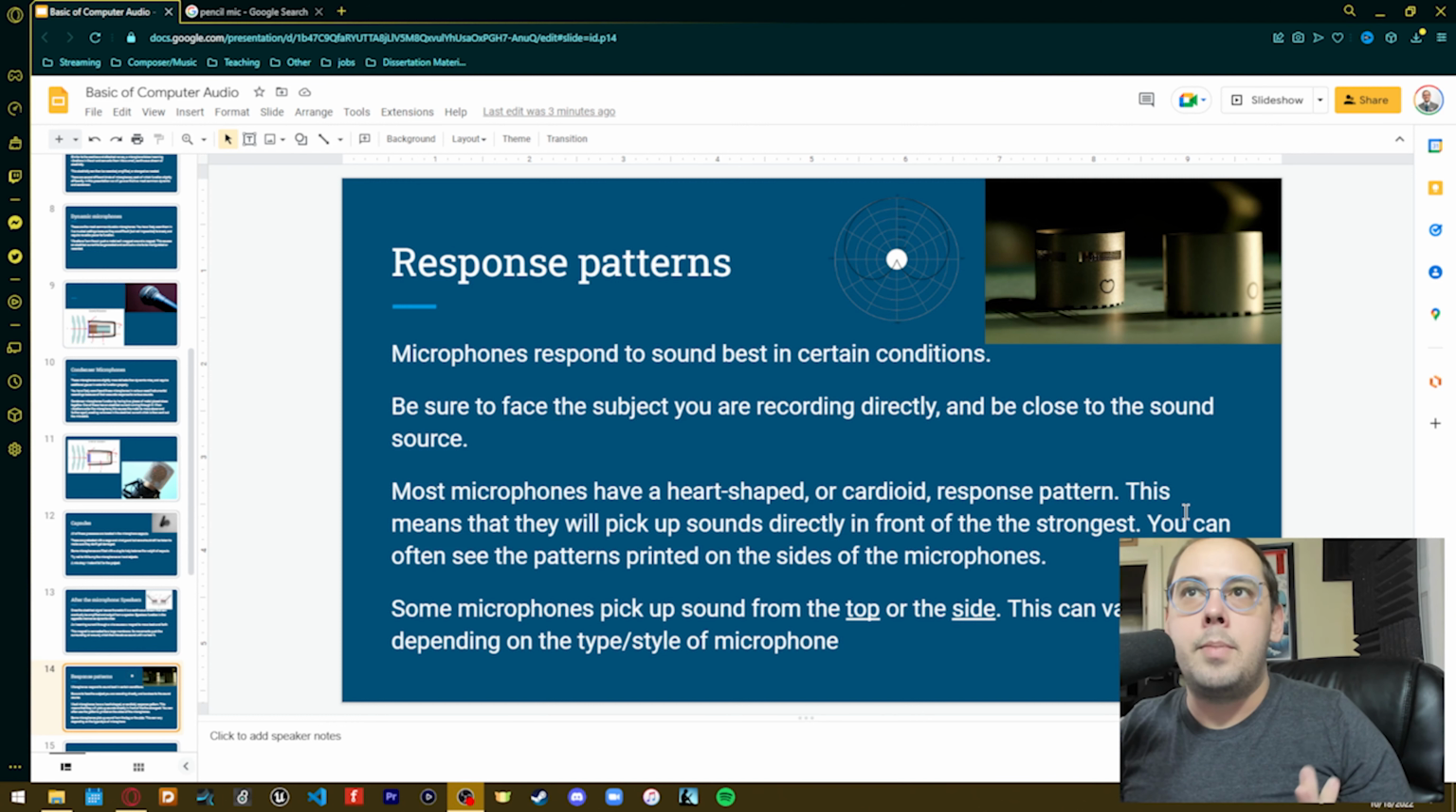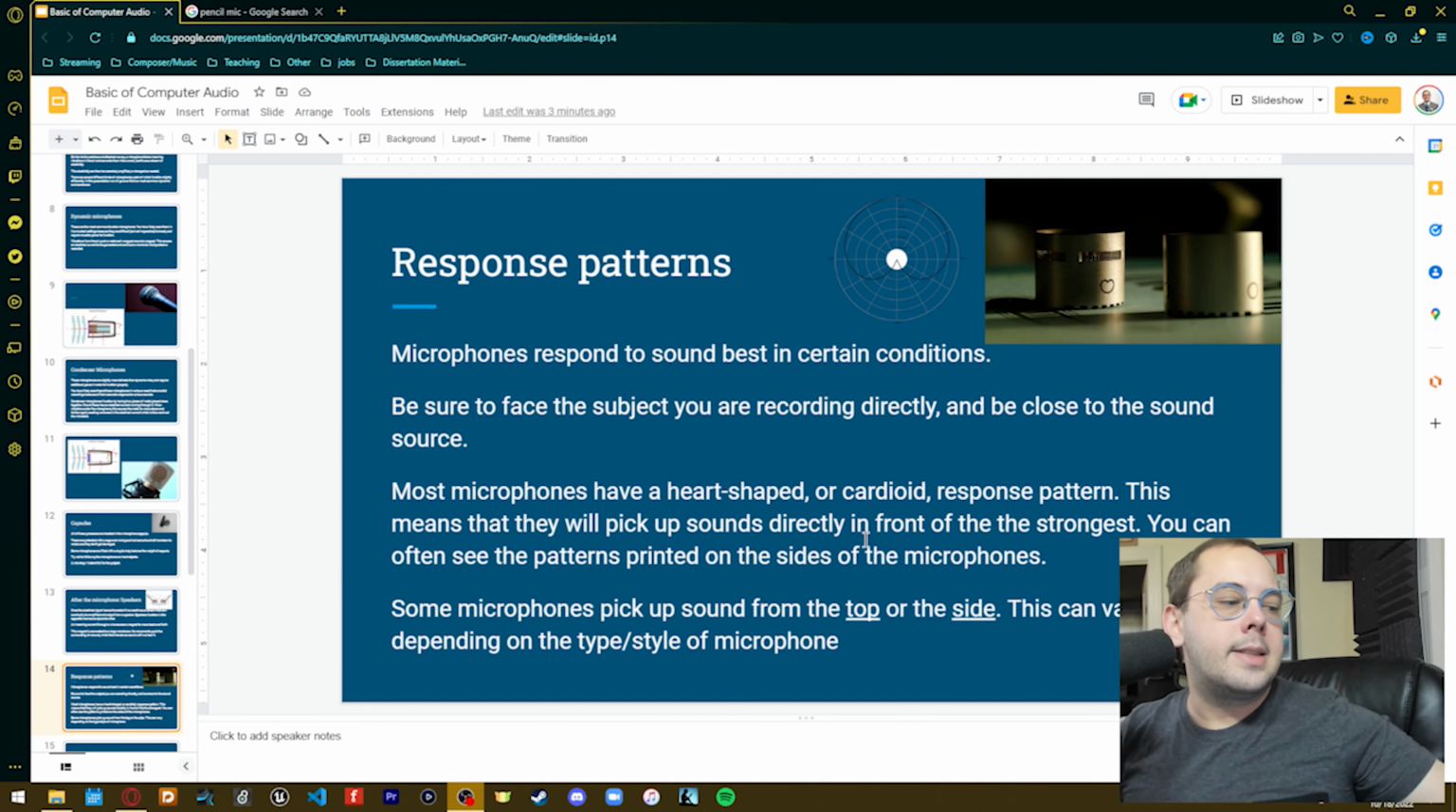This one here is omnidirectional, so it'll pick sounds up all around it. There's hypercardioid, where it's picking up specifically parts behind the microphone. Those are really useful for like interviews or recording two sources at once and things like that.